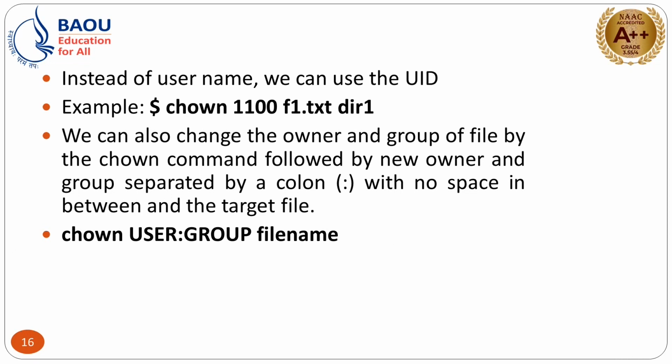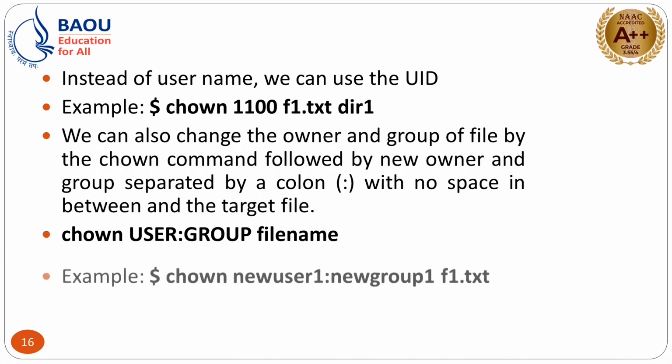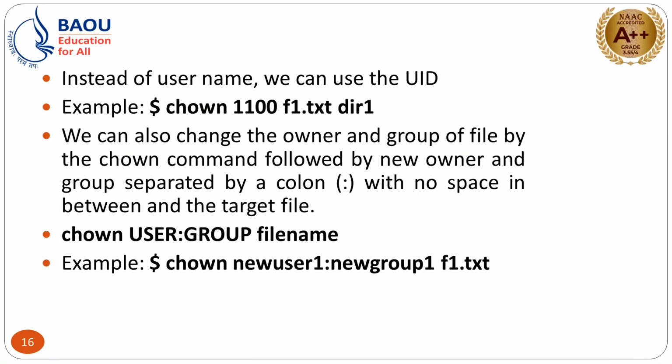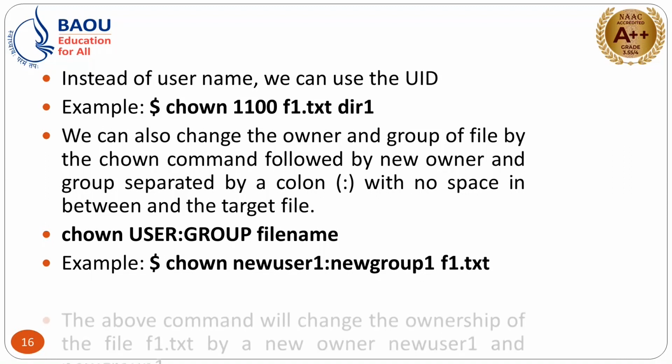If you want to change the user as well as the group with the chown command, you can do it in the same command. Both are separated by a colon. You can see the example: chown is the command, newuser1 is my username, colon, newgroup1, which means I would also like to change the group name. I use that group name and then the particular file. After execution, for f1.txt the user, or you can say the owner, will be changed to newuser1, as well as the group, and the group name is newgroup1.